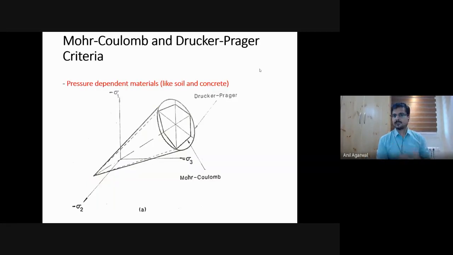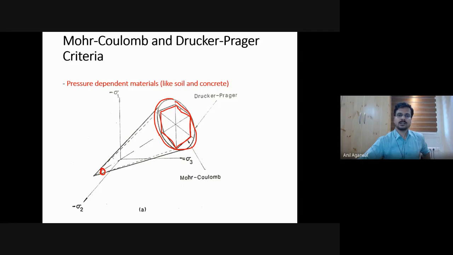There are other materials, such as granular materials like soil and concrete, where the size of this circle, or the size of that hexagon, depends on how far along that axis you are. It is not an exact perfect hexagon, it has some peculiarities, but whatever. If you go to the tension side, that size becomes very small, so even with the smallest amount of shear stress, you can have a failure. That would be somewhere here.